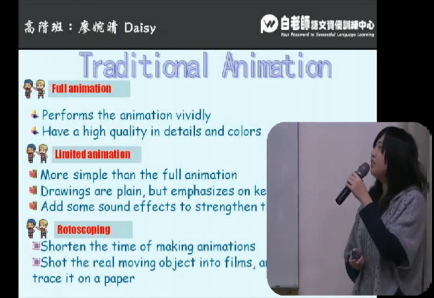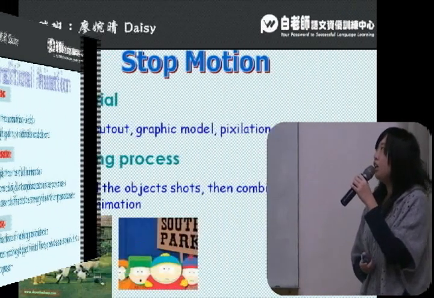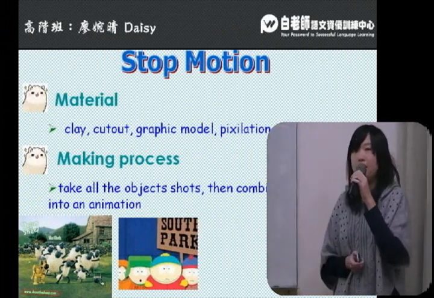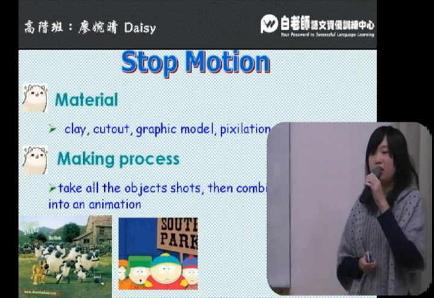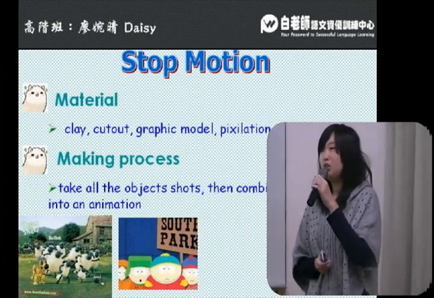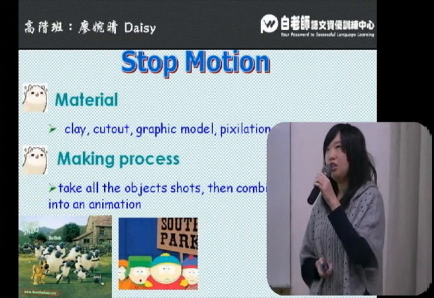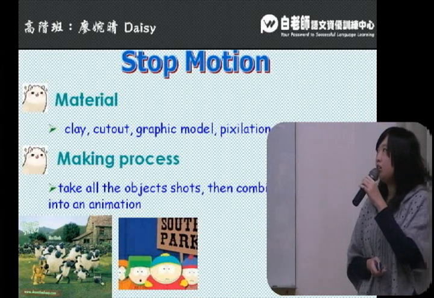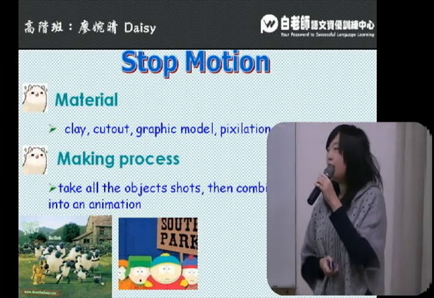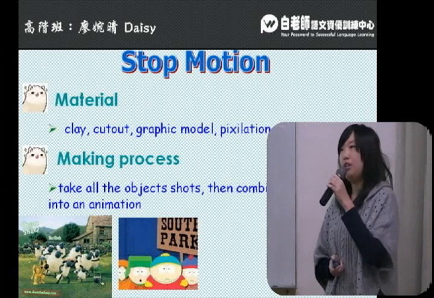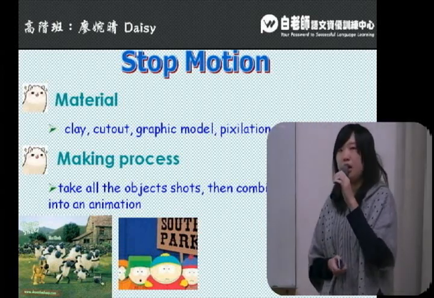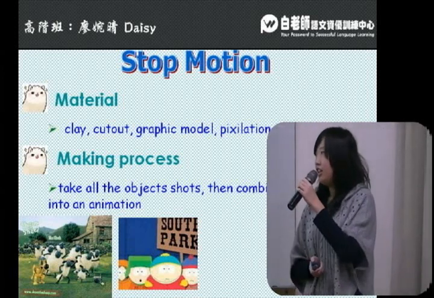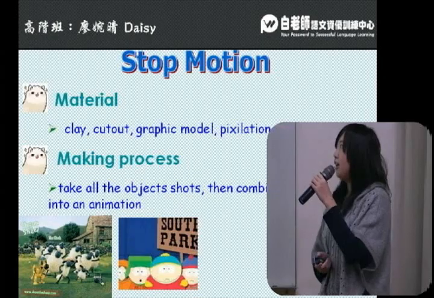Turning to the second one, the stop motion. The stop motion uses some materials like clay and cartons. Carton uses paper and scissors to cut into some shapes or characters. And the graphic model, facilitation and puppet. Facilitation is with real people. And the making process takes all the objects into shapes, for example the shoulder shape, which is made by clay, and the south part, which is made by carton.